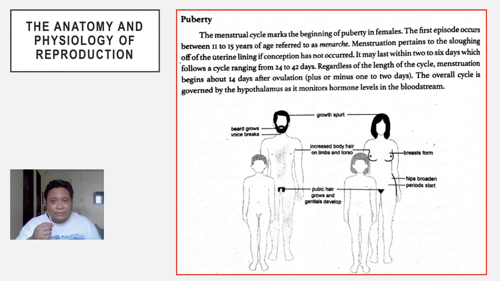Regardless of the length of the cycle, menstruation begins about 14 days after ovulation, plus or minus 1 or 2 days. The overall cycle is governed by the hypothalamus, which is found at the center of our brain, as it monitors the hormone levels in the bloodstream.